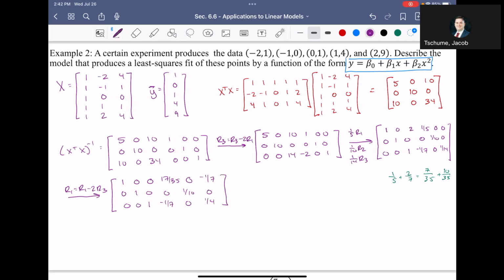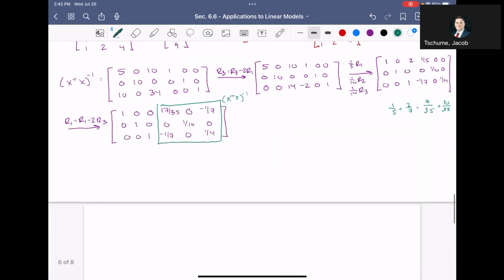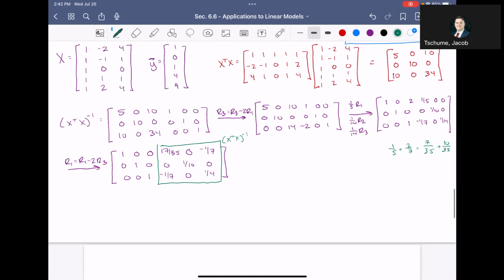All right, we got the original matrix into the identity matrix, and I'm not going to write this all out again, but for future reference, this is now our X transpose X inverse. I'm going to go ahead and add a new slide because I know I'm going to need it. So now that we have X transpose X inverse, I can begin the process of starting to solve for beta hat.